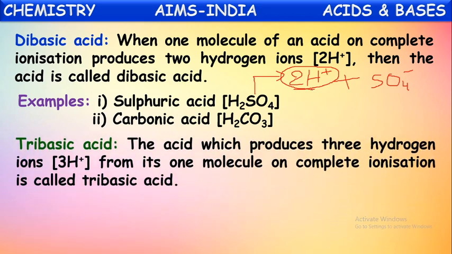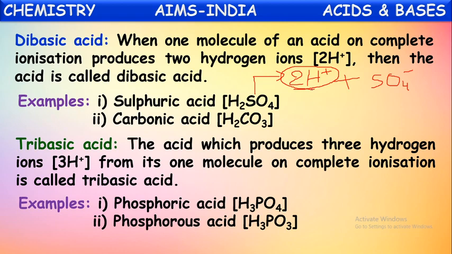Next, one more kind, tribasic acids. The acids which produce 3 hydrogen ions from each molecule on complete ionization are called tribasic acids. For example, phosphoric acid. This phosphoric acid, H3PO4, on dissolving into water produces 3H plus ions and 1 phosphate ion, PO4 minus ion will be formed.